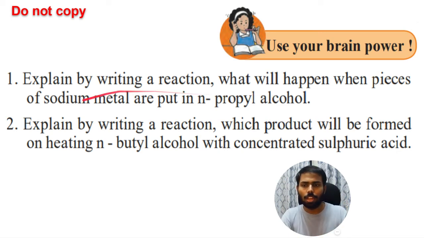Similarly, the second one is explain by writing a reaction which product will be formed on heating N-butyl alcohol. What is N-butyl alcohol? Butanol. Okay, butane plus alcohol, butanol. So when you heat butanol with concentrated sulfuric acid, what will be the reaction? Both of these we have just studied. Okay, पहले वाले reactions देखो और उसको use करके तुम्हें ये reactions लिखने हैं. Okay, I'm going to wait for 5 seconds for you to pause the video here and write this reaction by yourself. Okay, I'll wait for 5 seconds.